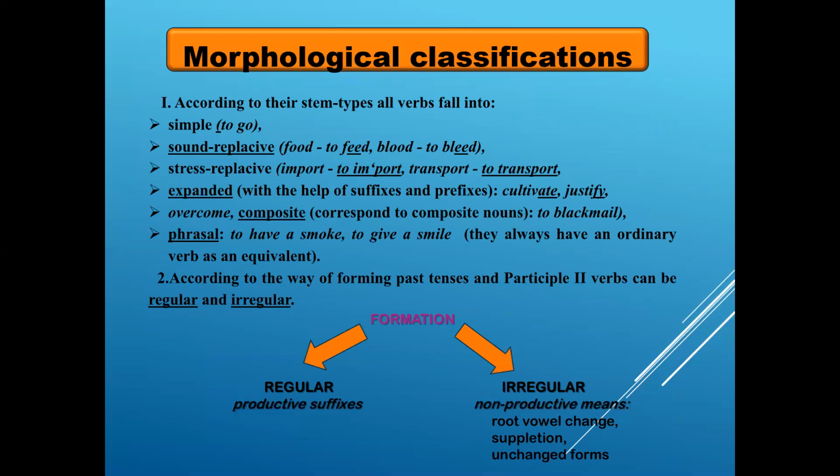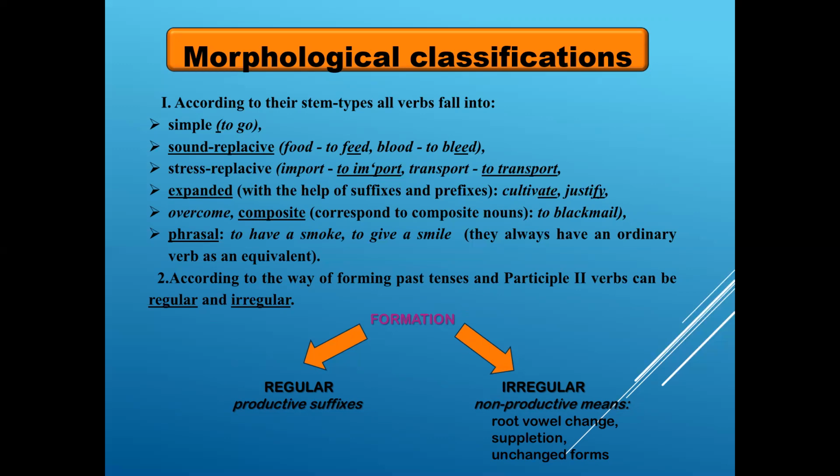So let us discuss the morphological classification of the verb. According to the morphological structure, all verbs fall into simple, sound replacive, stress replacive, expanded, and phrasal. Simple are all the verbs like to go, to run, to jump, to speak, to sing. Sound replacive: food, to feed; blood, to bleed. Stress replacive, there are several examples: import, to import; transport, to transport. Expanded with the help of suffixes and prefixes.